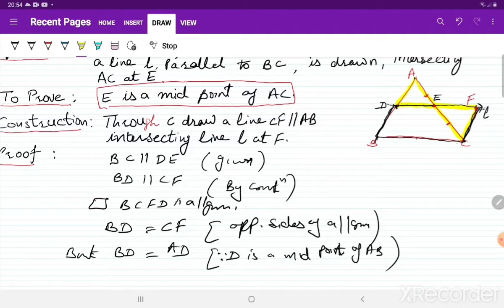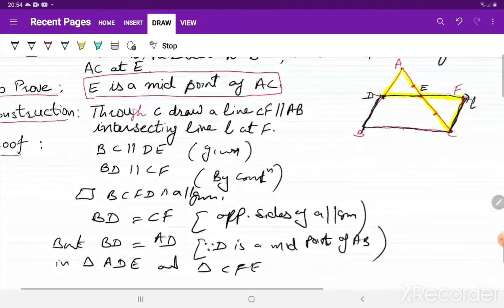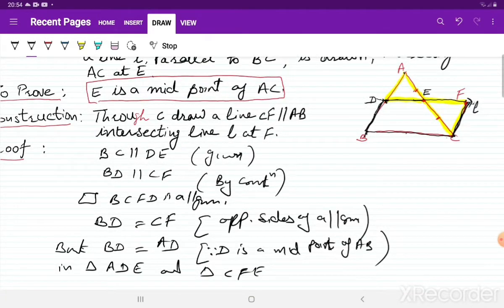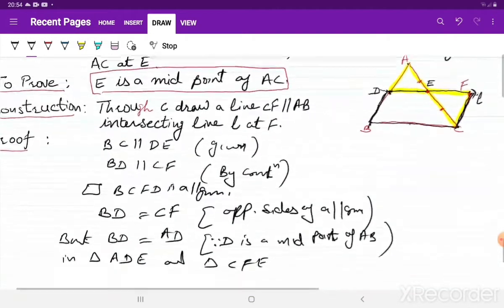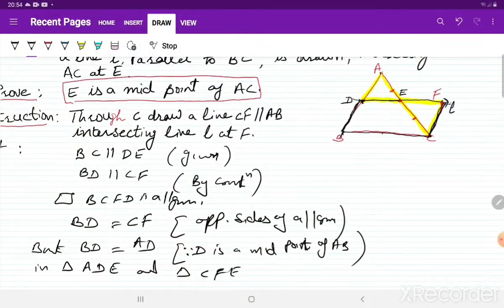Okay. In these two triangles, triangle ADE and triangle CFE, what I'm going to do is make these two triangles congruent. So in these two triangles, I have triangle ADE and CFE.